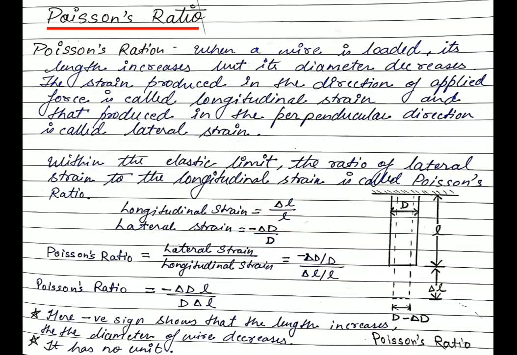Okay students, and Poisson's ratio is the ratio of lateral strain upon longitudinal strain. Simply putting the above values, we get Poisson's ratio is equal to minus delta D into L upon D into delta L. Okay, so here the minus sign shows that the length increases, the diameter of the wire decreases. And students, Poisson's ratio is actually the ratio of two similar quantities, so it has no unit.